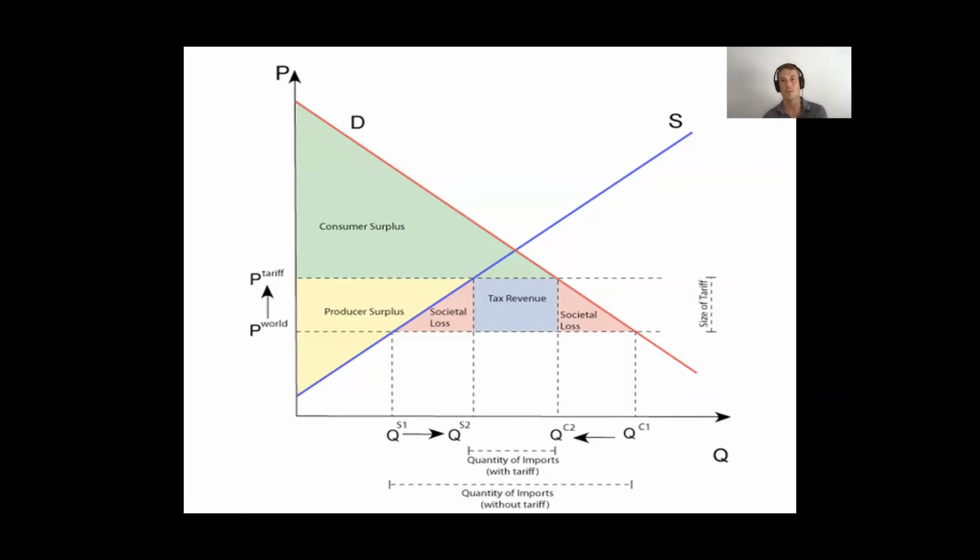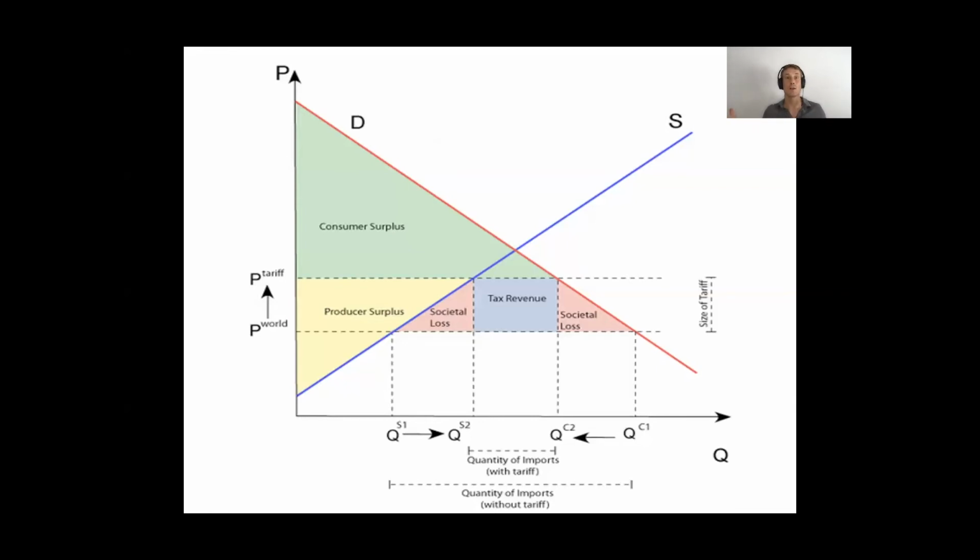Right now, consumers have to pay this higher price, and because of it, they're going to consume less. So you've lost some of your consumer surplus, right? Consumers are now having to pay more for this. They lose out. But now we're importing a lot less than we used to. We used to import C1 minus S1. Now we only import C2 minus S2. We import many fewer units here.